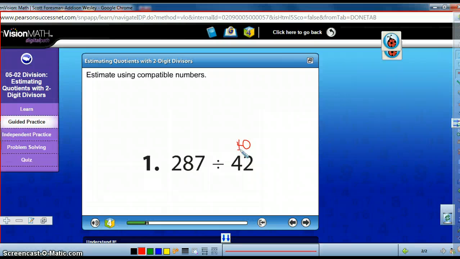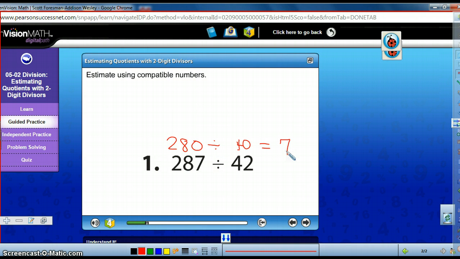It does. So I'm not going to change that part, but I'm going to change my number 287. We said 4 goes into 28, so I'm going to just change 287 into 280. So my problem now is 280 divided by 40. 4 times what will give me 28? 7's basic multiplication facts that we know. 7.